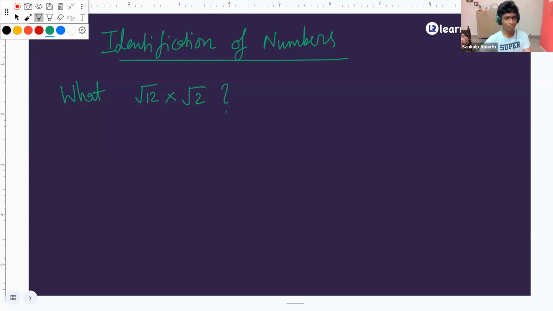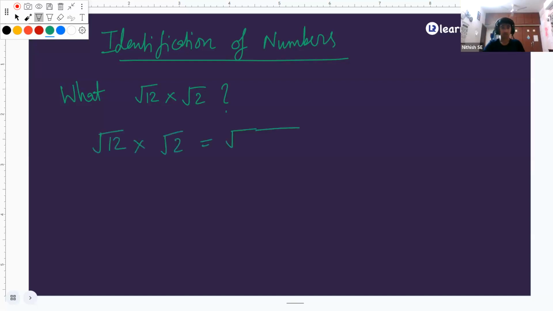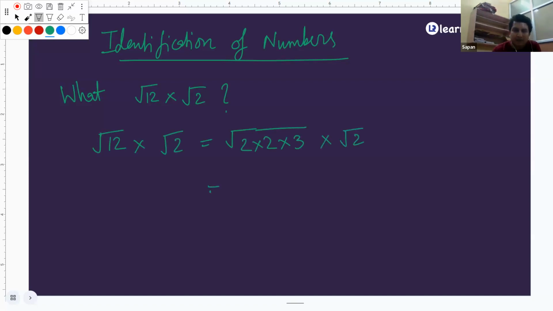It can either be irrational or rational, because you just said the multiplication of an irrational number and an irrational number can either be a rational number or an irrational number. But in this particular case, let me just calculate it, sir. This can be written as root 24, square root of 2 into 2 into 2 into 3.